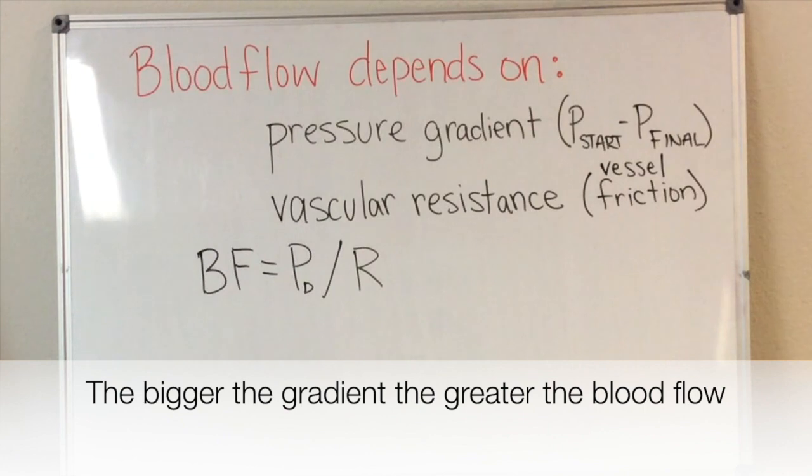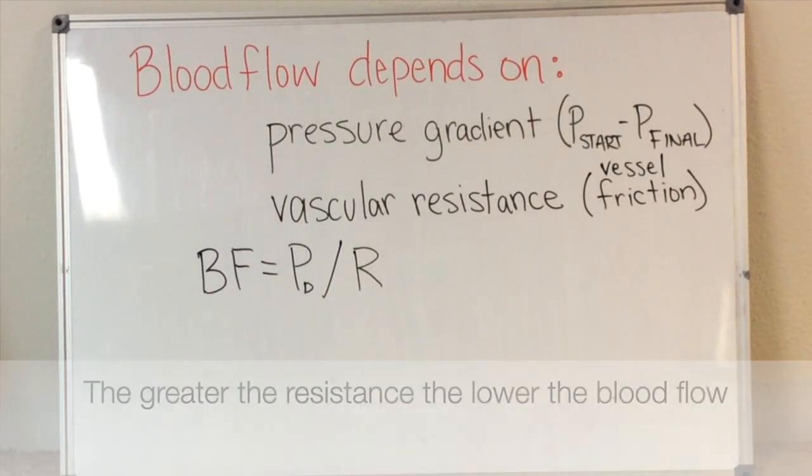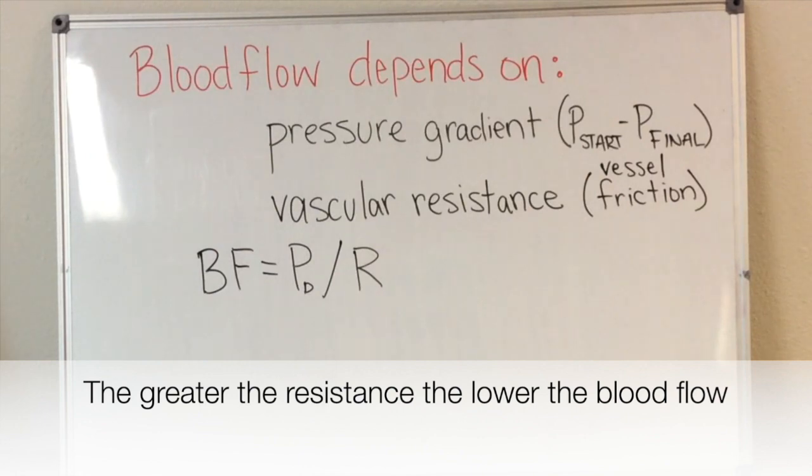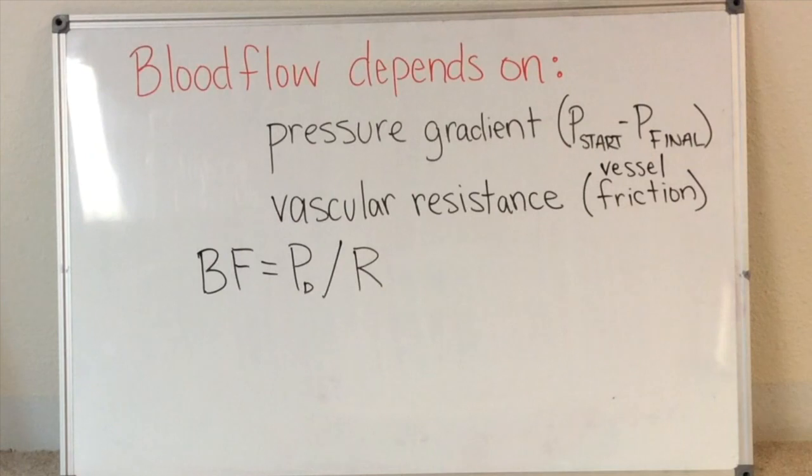The natural question you should have from our previous slide is, how do we vary blood flow when we're exercising versus when we are post-exercise? Blood flow depends on the pressure gradient, so this is P at the start of the vessel versus P at the end of the vessel, and vascular resistance. Vascular resistance is the friction between the blood and the blood vessel.